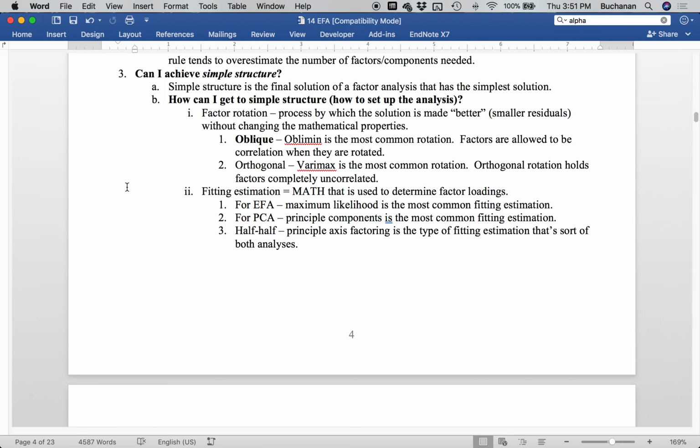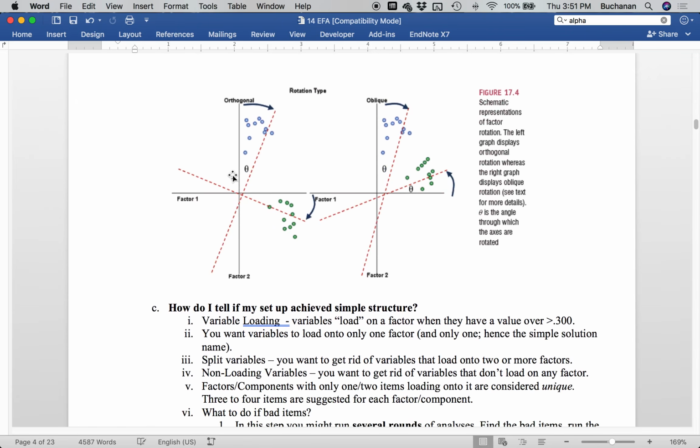Okay. There's two types of rotations, and within those there's lots of different types of those rotations. So there are oblique rotations and orthogonal rotations. Oblique rotations, oblimin is easily the most popular, and this is when we allow our factors to be correlated when they're being rotated. An orthogonal rotation, where Varimax is definitely the most popular, forces those factors to be uncorrelated. Okay. So let's skip this fitting estimation thing and talk about what the heck you mean by correlation.